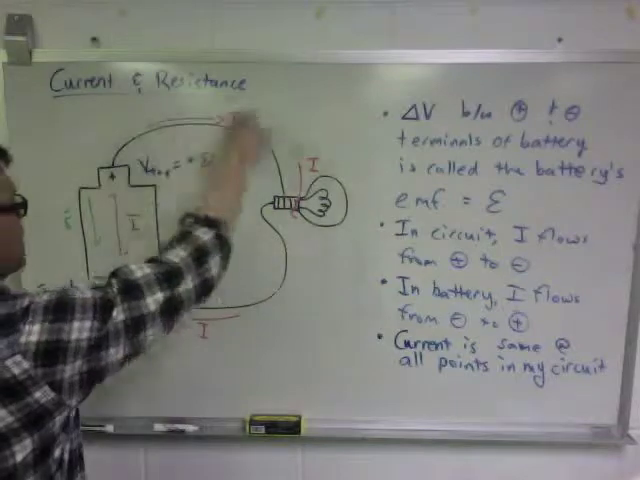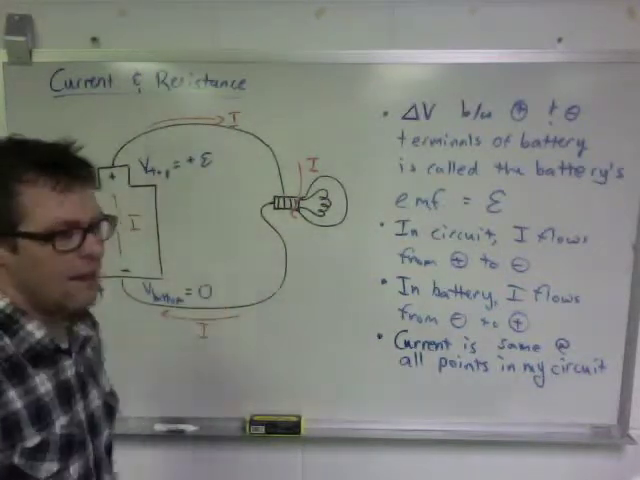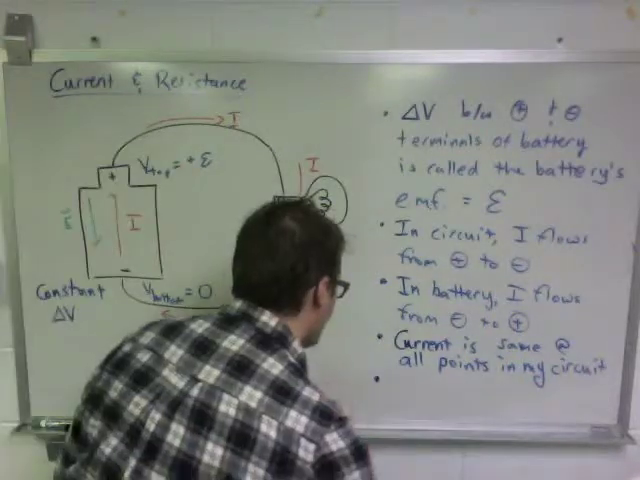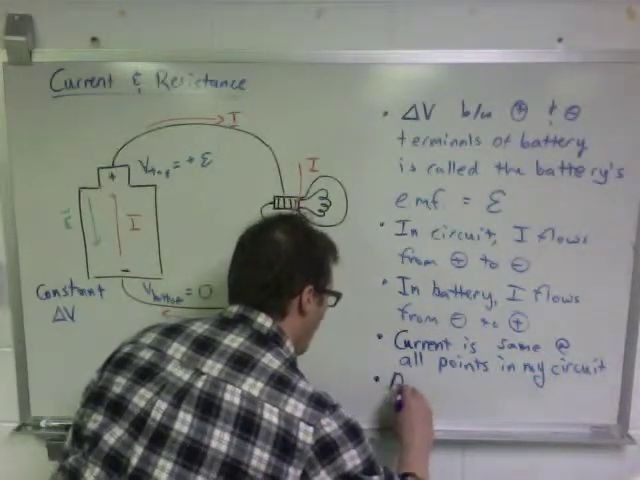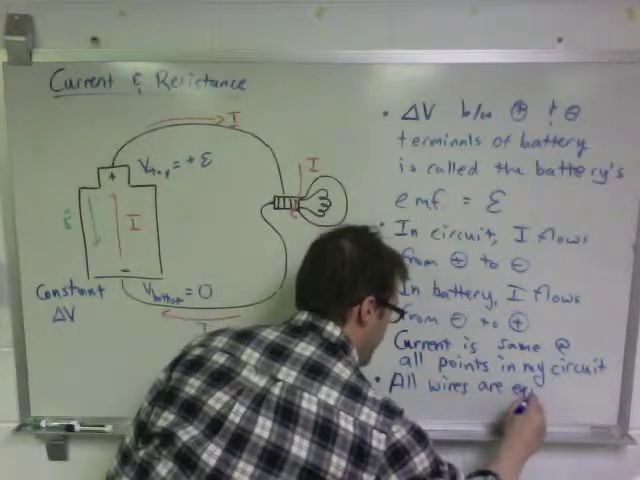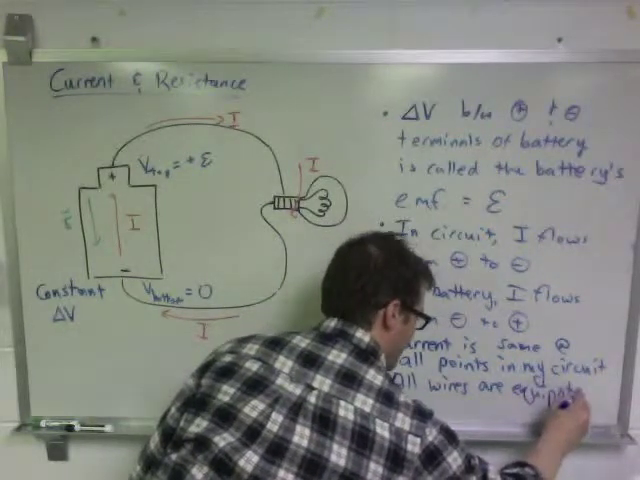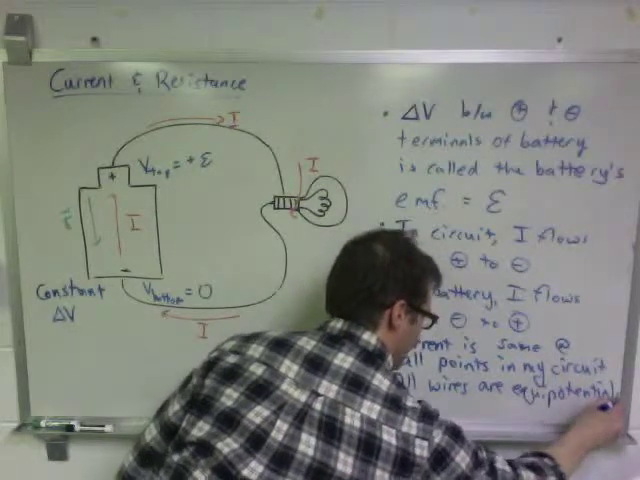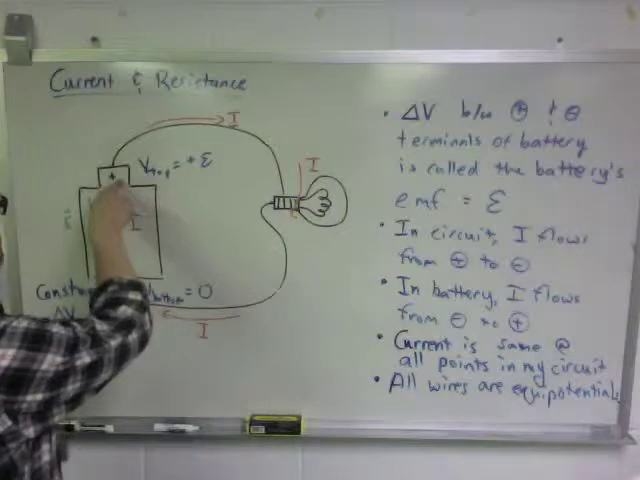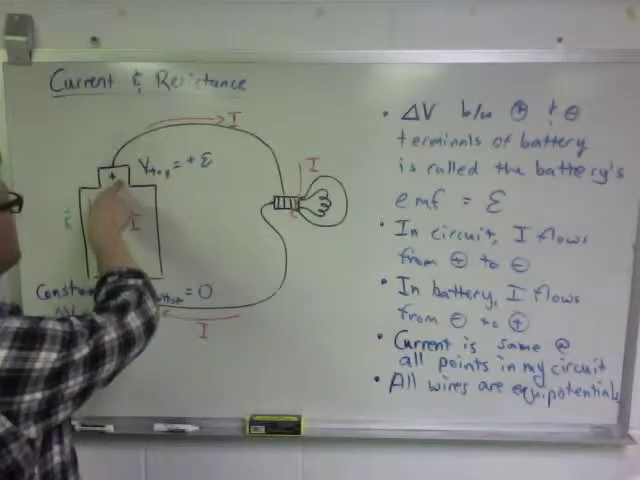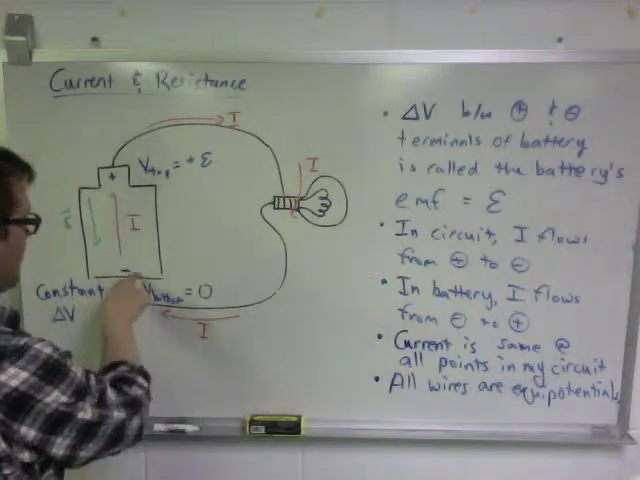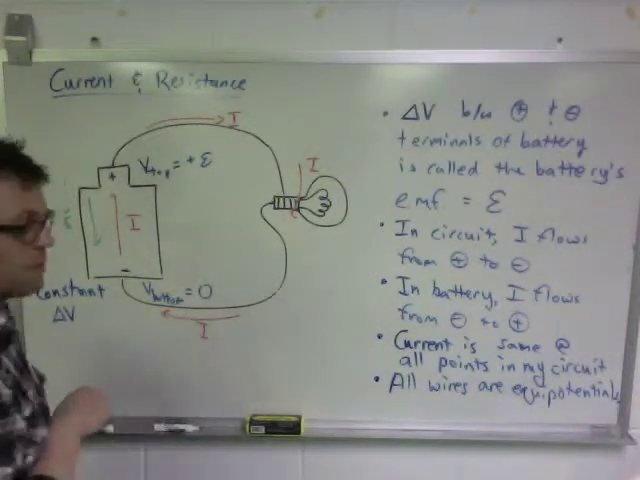If I connect things in a great big series like this, then the current must be the same at all points in that series. The last thing I'll mention down here is that all the wires are equipotentials. Every point on this wire is at the same potential that it's electrically connected to over here, positive E. Every point on this wire is at 0, right? Because I've defined it that way.